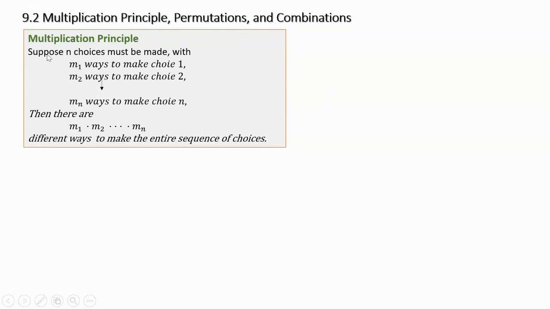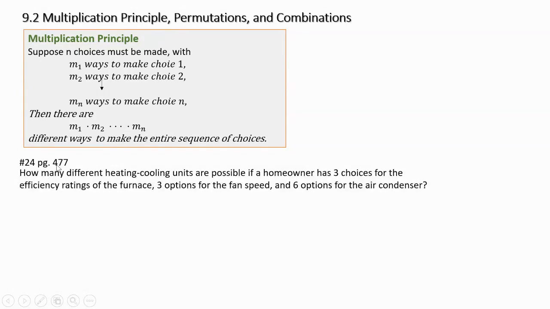So multiplication principle, here's the definition. Suppose n choices must be made with m1 ways to make choice 1, and m2 ways to make choice 2, and so forth. So what we do is we multiply them out. We multiply the number of ways to make one choice. Let me do an example to make better sense. This is number 24 from page 477.